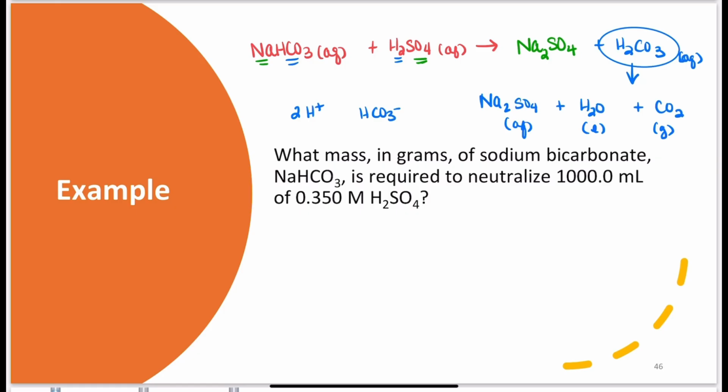Let's see, I need 2 sodium, so let me go ahead and put a 2 in front of there. That's going to cause me to need 2 carbonates, so let me put a 2 in front of here. I'll balance these out in a sec. Now I have 2 carbons, 6 oxygens, 2 sodiums. I have 1 sulfate, and I have 2 hydrogens here and 2 here. I have 4 hydrogens, so it is balanced.